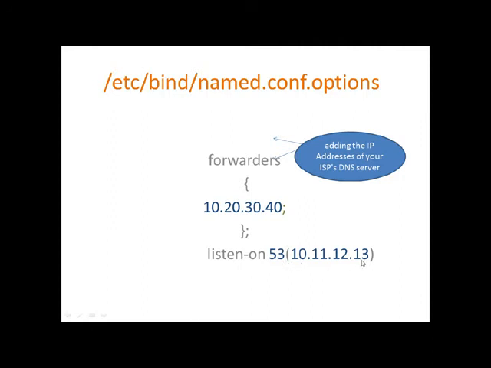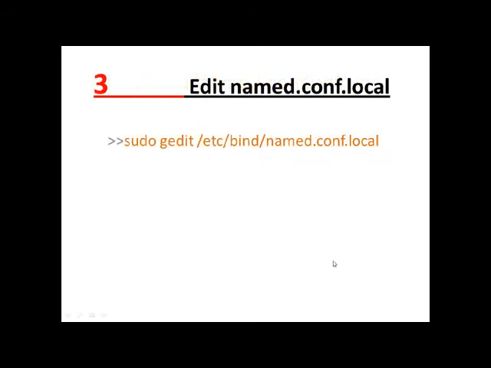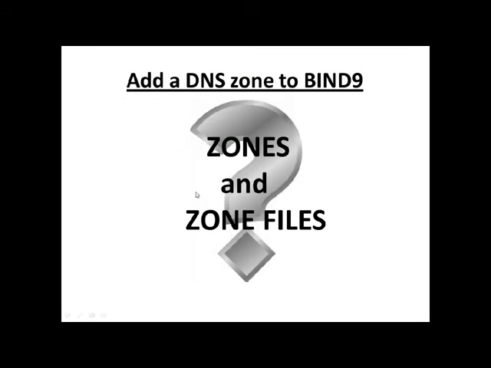And 10.11 or 13, yet again, like I said before, note down the address. You have to place it over here. It's going to be used again and again. Now, edit the named.conf.local file. This is another file which needs to be configured. It helps in configuring or editing zones.